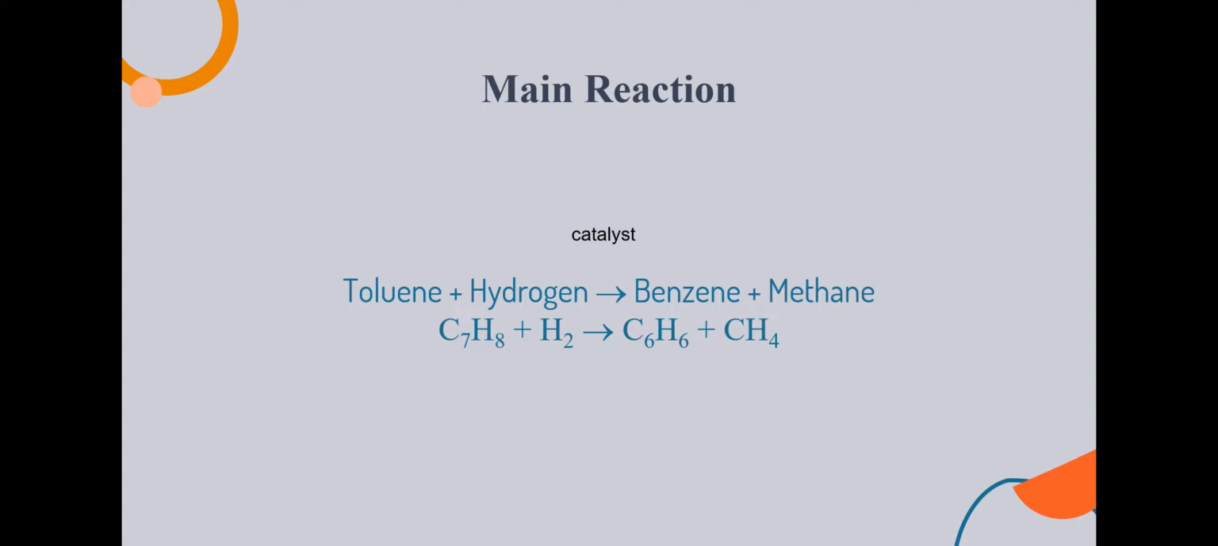This is the main reaction. 1 mole of toluene reacts with 1 mole of hydrogen to produce 1 mole of benzene and 1 mole of methane.